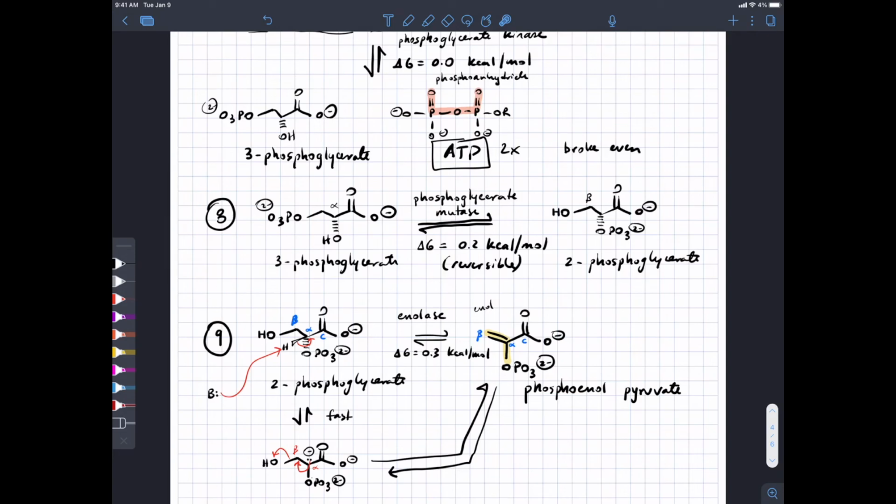Yeah. Where does this process occur in the cell? Great question. It occurs in the cytosol. Our next effort is going to be to convert pyruvate into acetyl-CoA, which is going to go to mitochondria. Okay, what else?